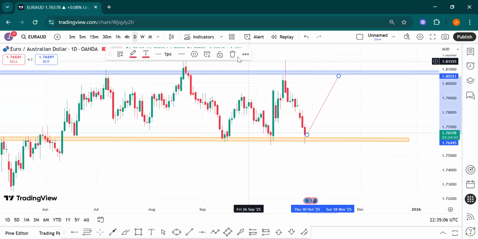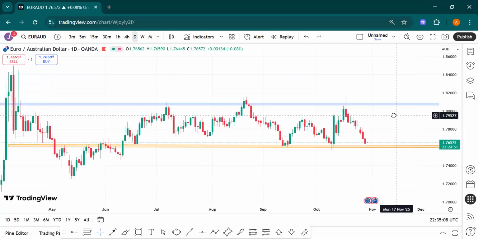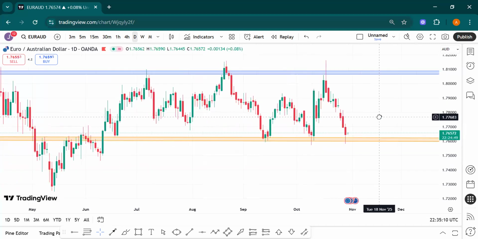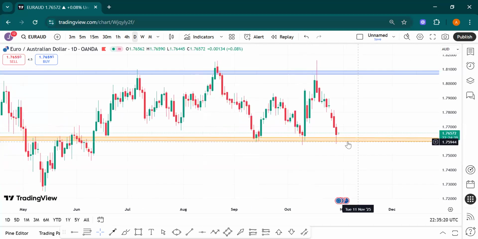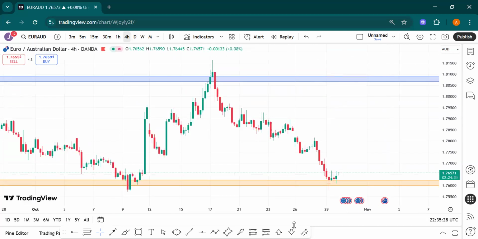So like I always ask, since we have a ranging market before us, how do we take advantage of it? There's a simple rule: we buy from support and we sell from resistance. So because of this rejection here, does that mean I should just jump into the market and start buying? The answer is no. So the next thing would be to go to one of our entry time frames, which is the H4 time frame.